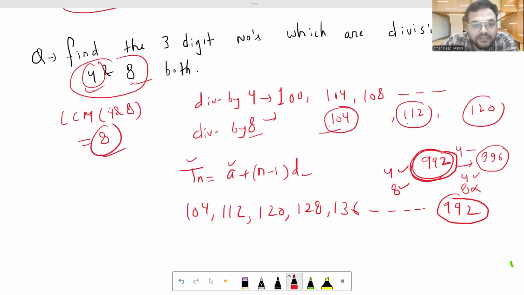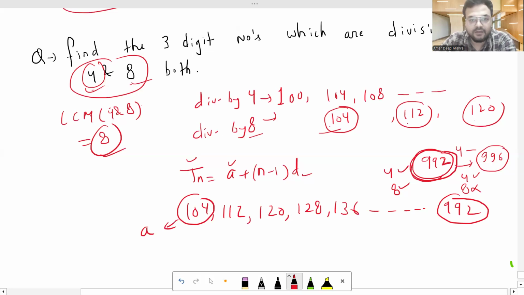Right. Now in this series, this is the first number, so I will take it as a, small a. A is the first term and D is the common difference. Common difference is what? 8. 104 plus 8, 112. 112 plus 8, 120. 120 plus 8, 128, and so on. So D equals 8. And Tn is the last term, this 992.